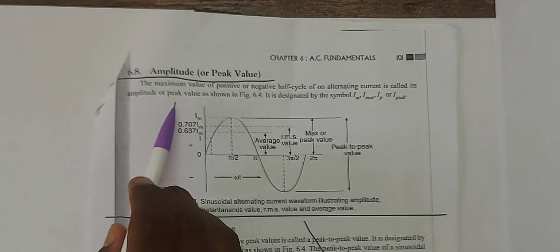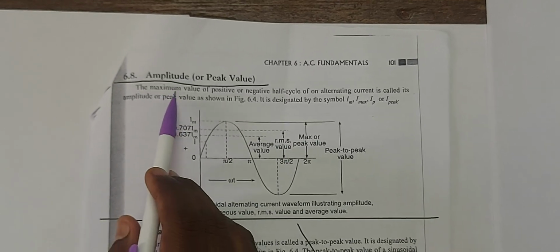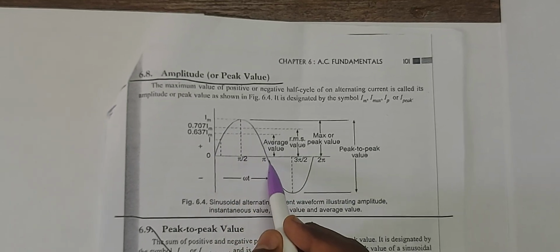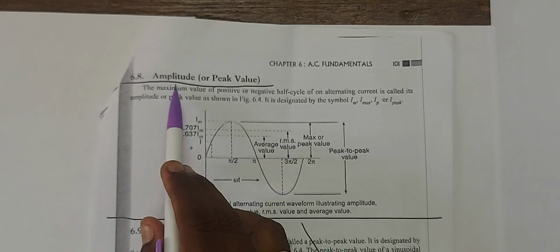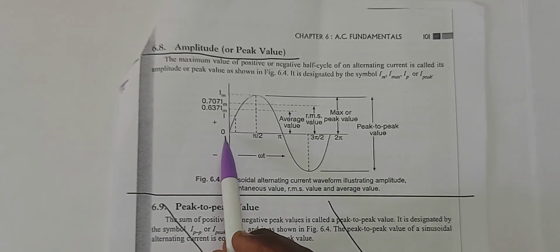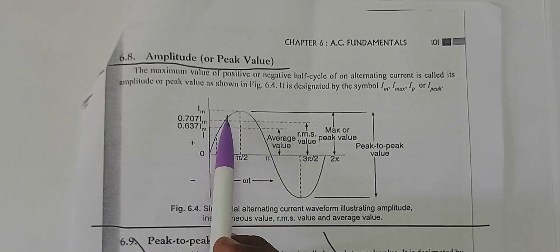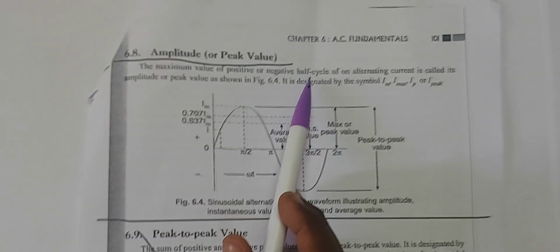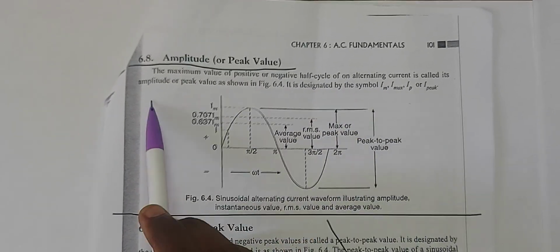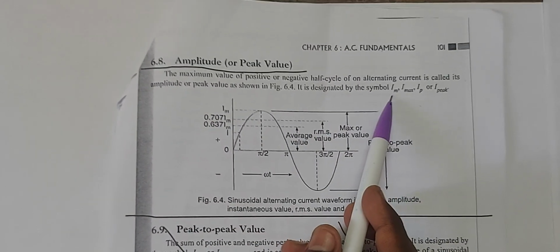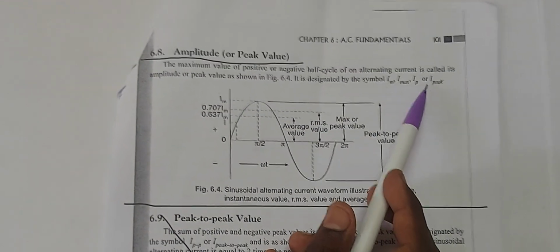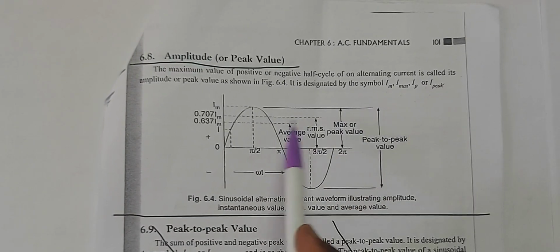Next, what is amplitude? The height of the peak, either positive or negative, is denoted by amplitude. The amplitude is nothing but the height. In this figure, the maximum value, either positive or negative, of the half cycle is known as the amplitude of the alternating current. It is normally denoted by Im, or I maximum, or I peak.